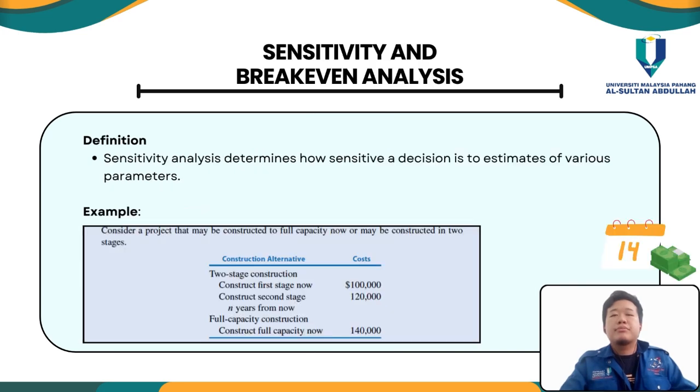Now, I will talk about sensitivity analysis. Sensitivity analysis determines how sensitive a decision is to estimates of various parameters. Let's look at an example question which compares the construction method between construct full capacity and construct in 2 stages.